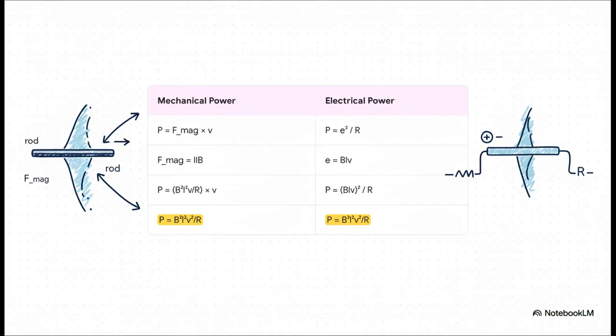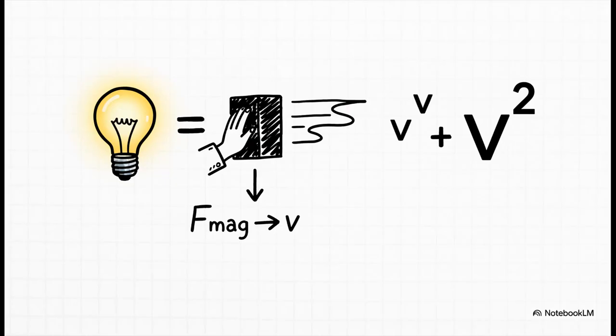You can't just create energy out of thin air, right? So the electrical power that's being generated has to come from somewhere. And it comes from the mechanical work you do by pushing the rod. This slide shows it perfectly. The mechanical power you put in is just force times velocity. The electrical power you get out is voltage squared over resistance. And when you plug in the formulas for force and voltage, look at that. They become the exact same expression. And there it is. That's the answer to our big question.